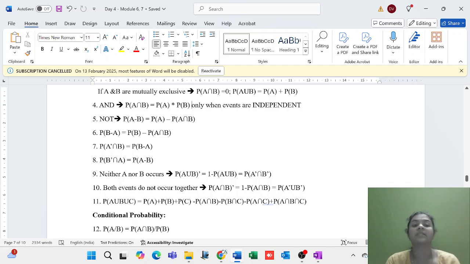NOT is minus. So P of A minus B is equal to P of A minus P of A intersection B. And P of B minus A is equal to P of B minus P of A intersection B. And the other way of the formula can be written as P of A dash intersection B. A dash is not A, intersection B. So this is nothing but B but not A, which is nothing but P of B minus A. Similarly, P of B dash intersection A can be written as P of A minus B.